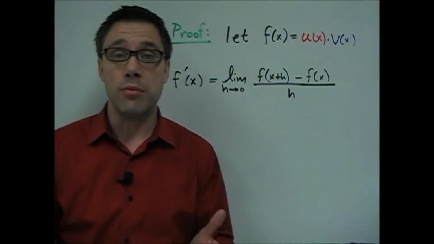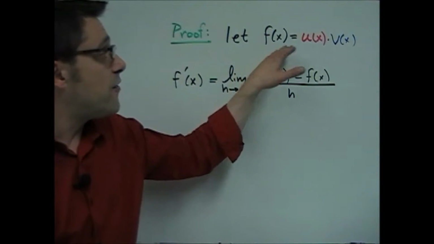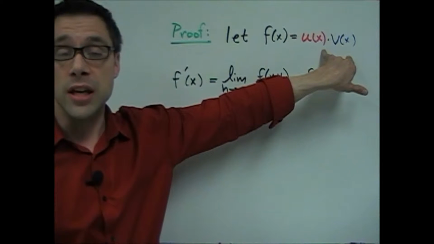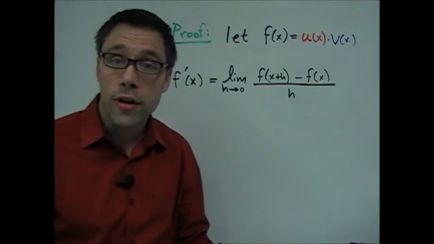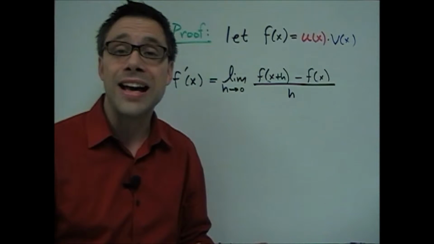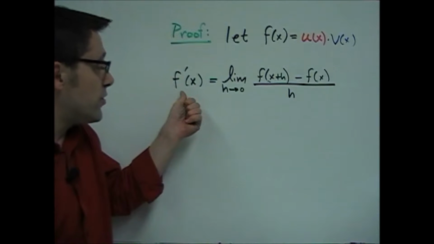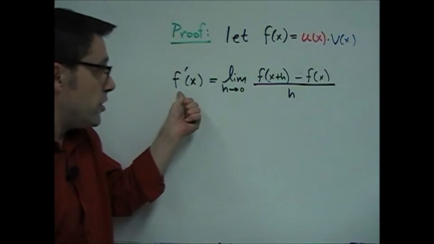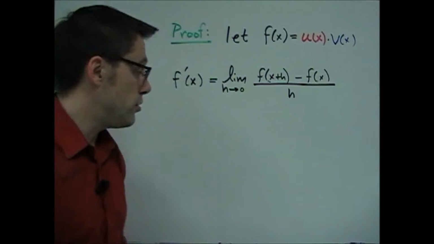Let me prove to you that the product rule actually works. So notice that I've written f as the product of two functions u and v. These are generic, so they could be anything. That way this will work for any function defined as the product of two other functions. Now, I'm going to go to the definition of derivative, right? Remember that the derivative of f is defined as the limit of the difference quotient. So let's go ahead and do that.